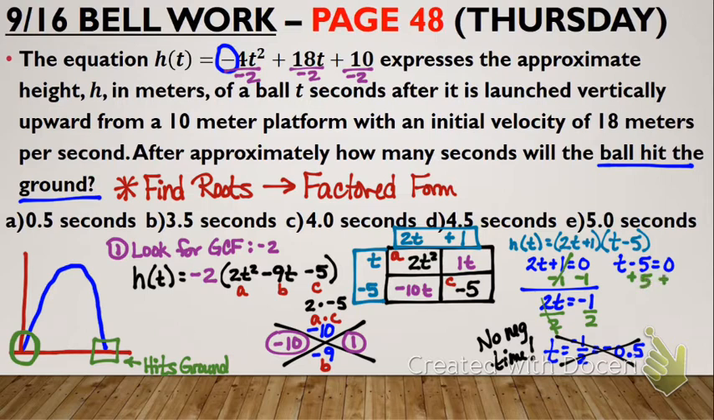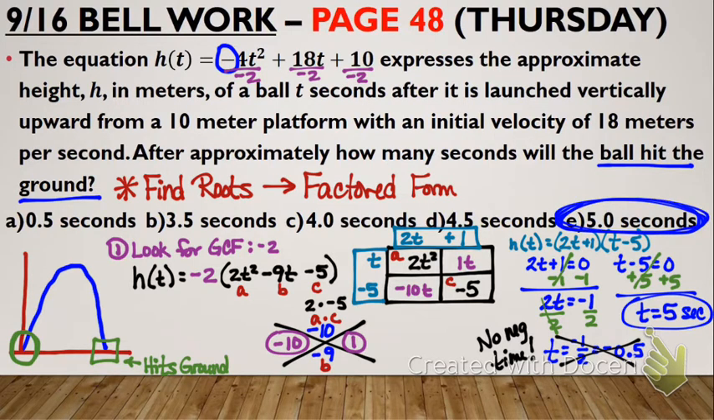What do I do with that? I'm going to add 5 to both sides. I don't have a negative time there. Does that one make sense in the context? Yes. So 5 seconds. So I would put answer E here. Awesome.